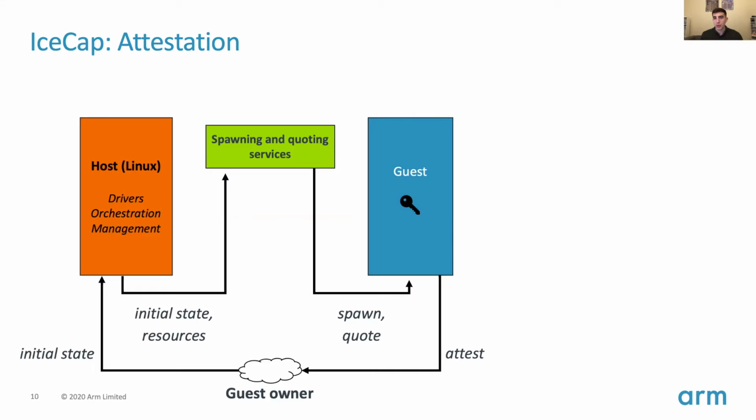The trusted quoting service provides the guest with an authenticated record of its initial state, called a quote, along with some identifying information about the platform, which the guest can then use to prove to its owner that it's running as intended with the proper confidentiality and integrity guarantees. We call this remote attestation. The remote attestation part of this flow depends on a hardware root of trust and is not yet fully implemented. It's also out of scope for this presentation.